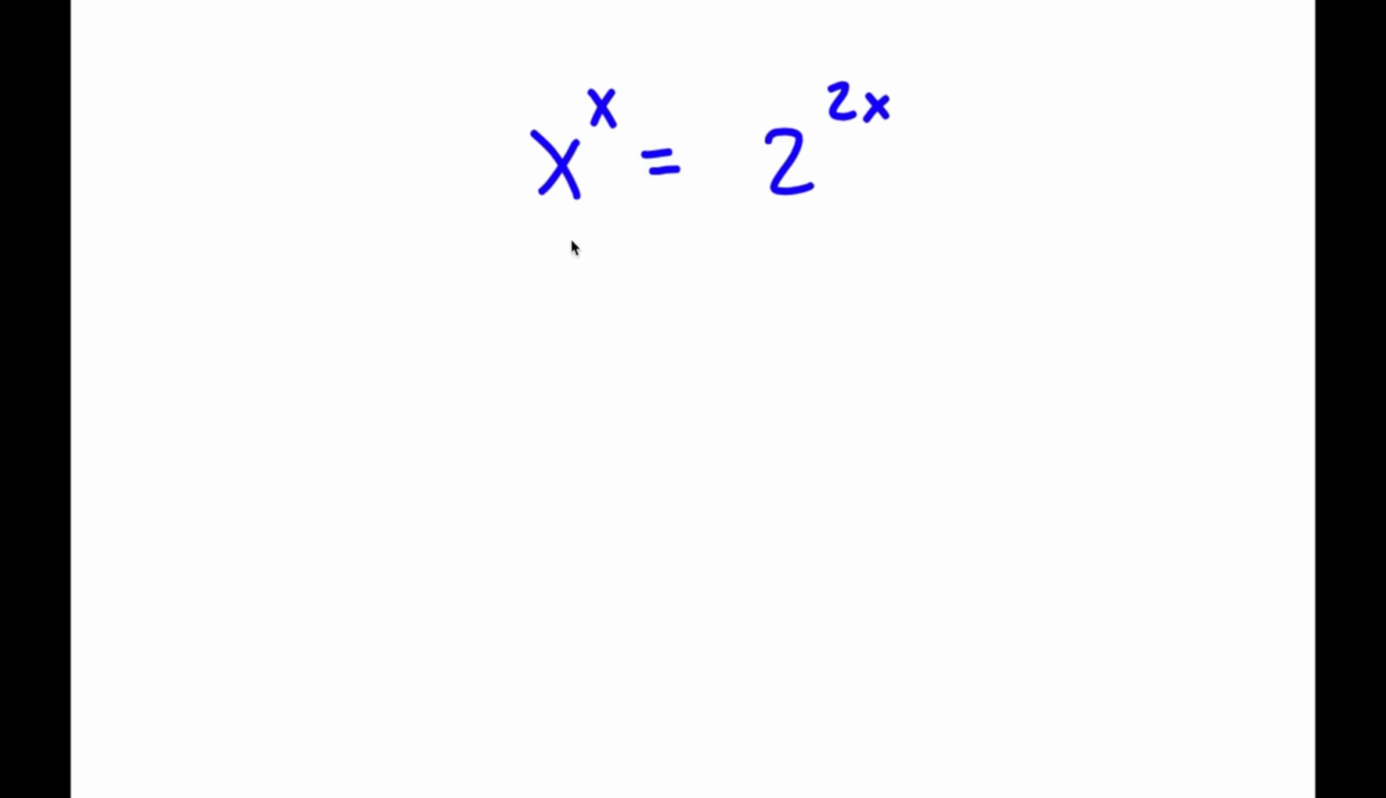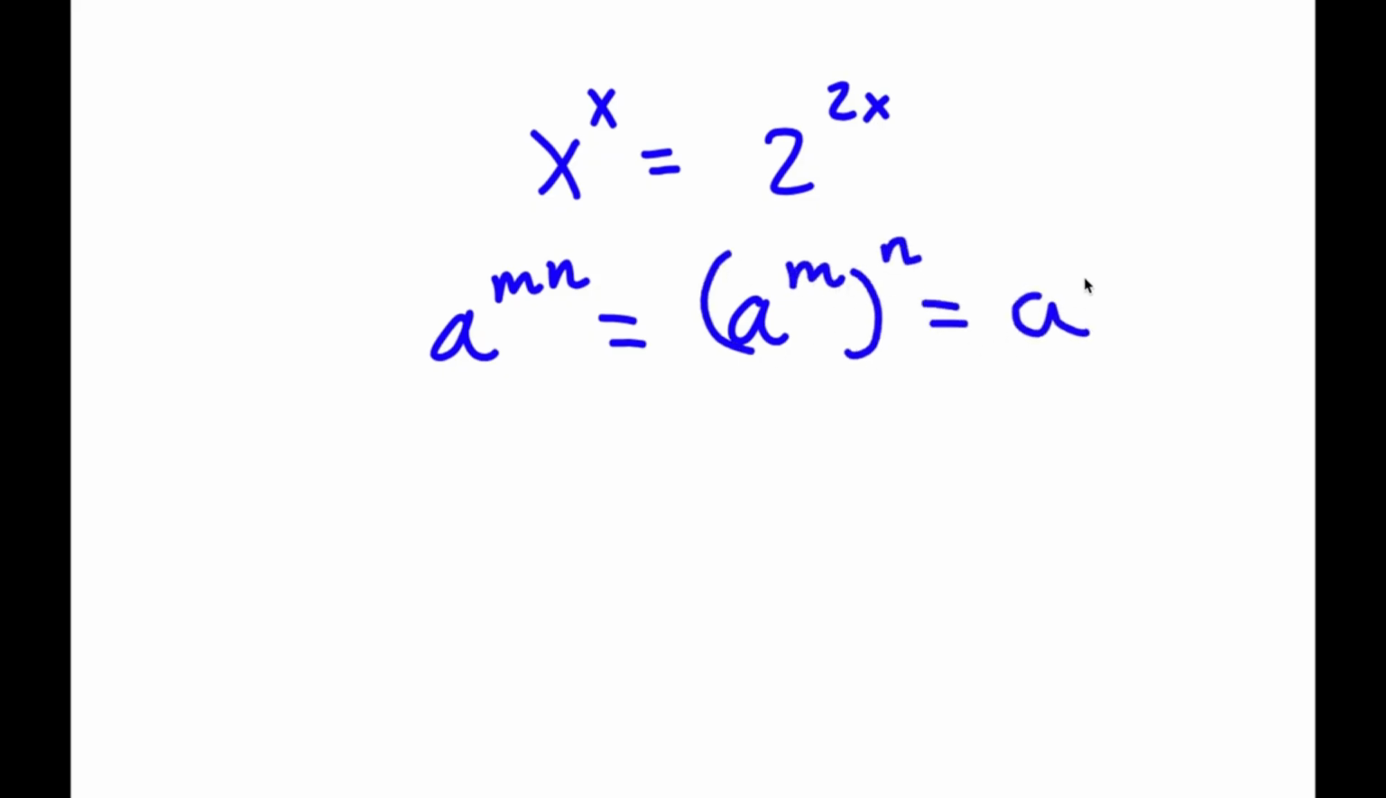Alright, so I have x to the power of x is equal to 2 to the power of 2x. To solve this problem, first off, if I have something in the form a to the power of m times n, this is simply equal to a to the power of m, to the power of n, or also equal to a to the power of n, to the power of m.